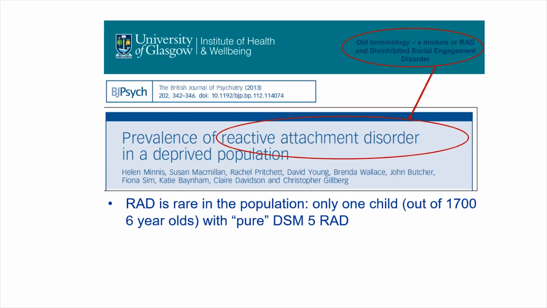But we found essentially what other people had found, which is that in the general population, reactive attachment disorder is really rare. So we screened 1,700 6 and 7-year-old primary school children, and we only found one little boy who had a very clear diagnosis of reactive attachment disorder that wasn't mixed in with the other attachment disorder. And actually, he was the one child that we actually referred to child protection.